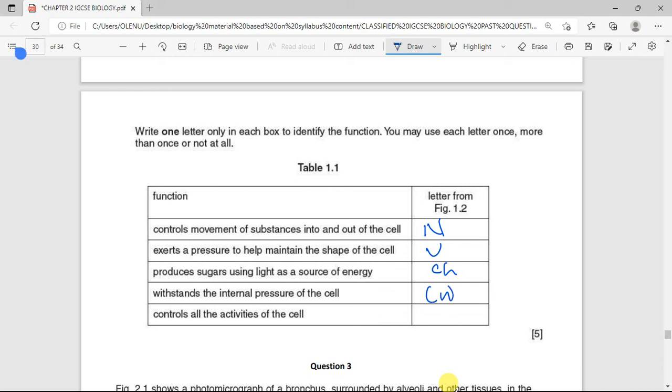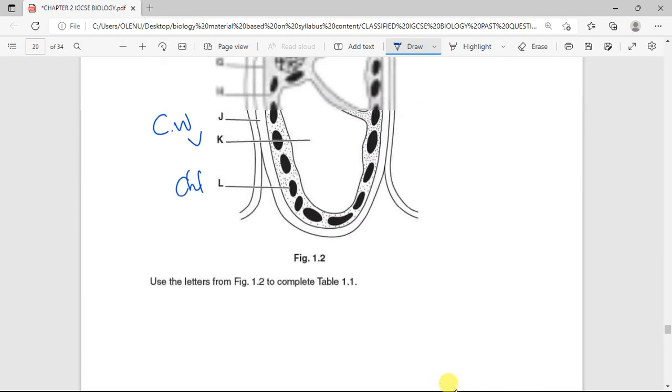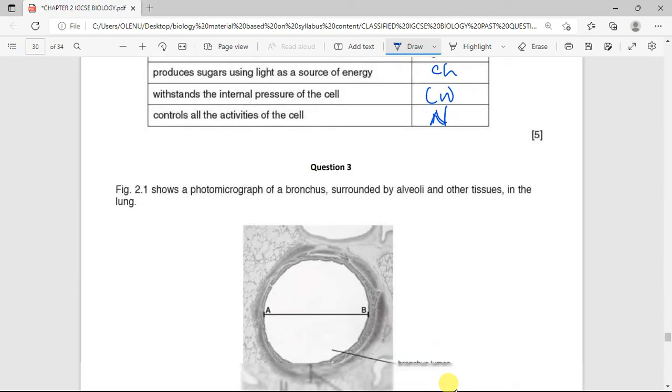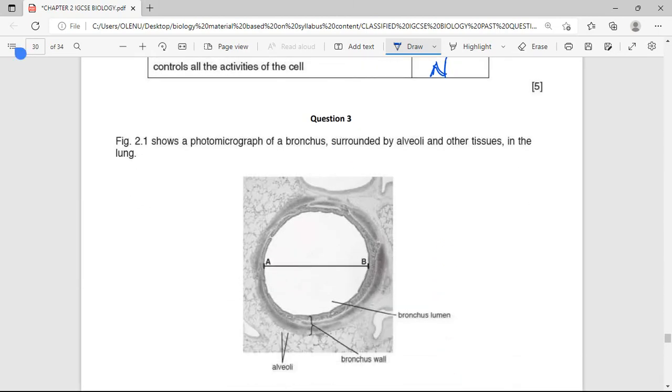Control the activities of the cell. Control movement of substances in and out, cell membrane. Control all activities in the cell, that's the nucleus. That's all. So if you come here, I've labeled them so you can just pick out the letters. I think we've done similar stuff.